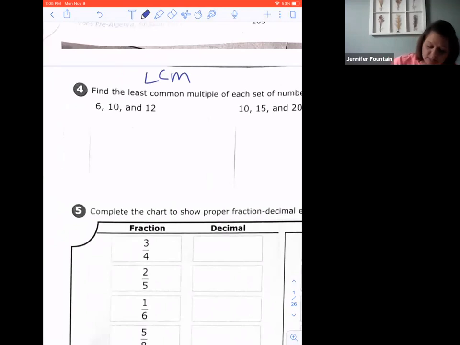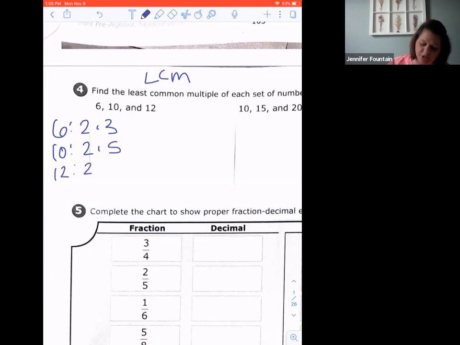So I'm going to look at the number 6, and that's 2 times 3. Remember, prime factorization, my smallest prime number is 2. When I'm dealing with prime factors, I'm looking for factors of a number that are prime. Remember, prime numbers only have factors of 1 and itself. So 6 is 2 and 3. 10 is 2 times 5. And then 12, we have 2 times 2 times 3, so we can represent that as an exponent, 2 squared times 3.